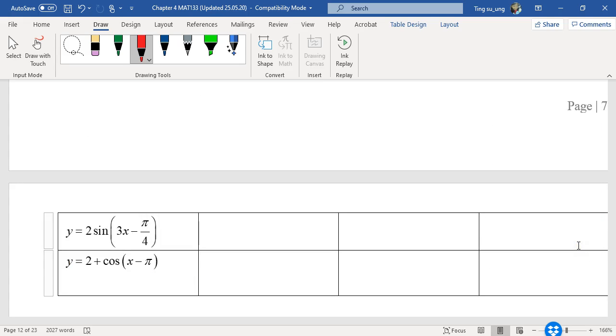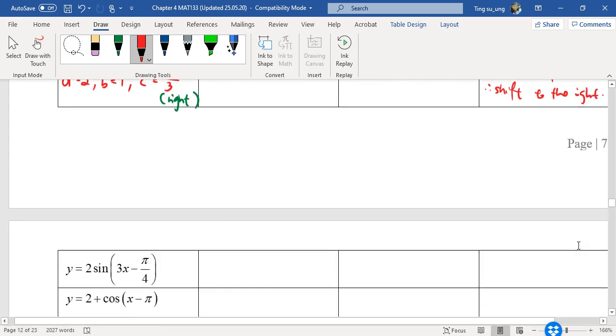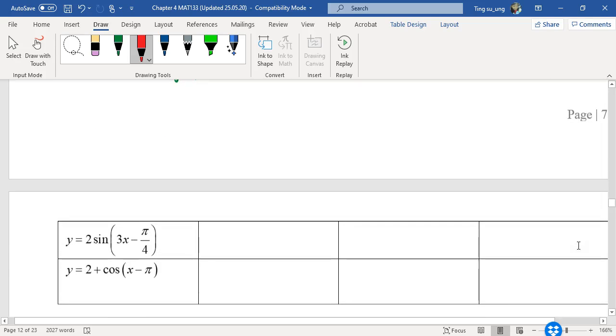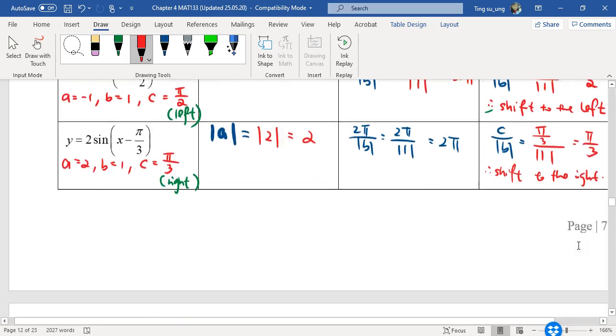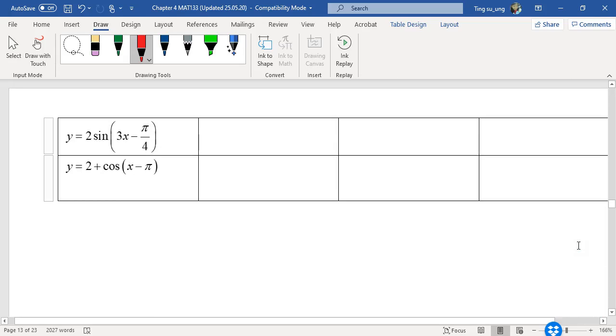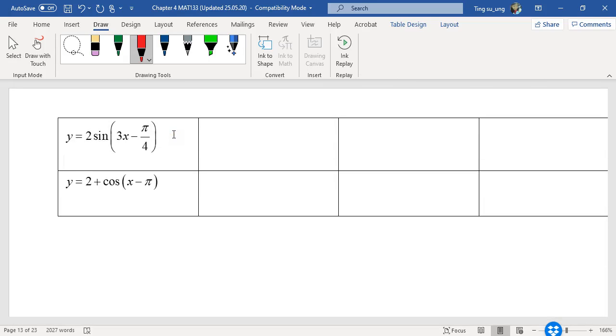So the other two you may just try yourself. This one, as usual, just write down your a, b, and c. That's the part for amplitude, period, and phase shift. Just write down A equal to 2, B equal to 3, C equal to pi over 4. And don't forget to replace your symbol with your position. That is right.